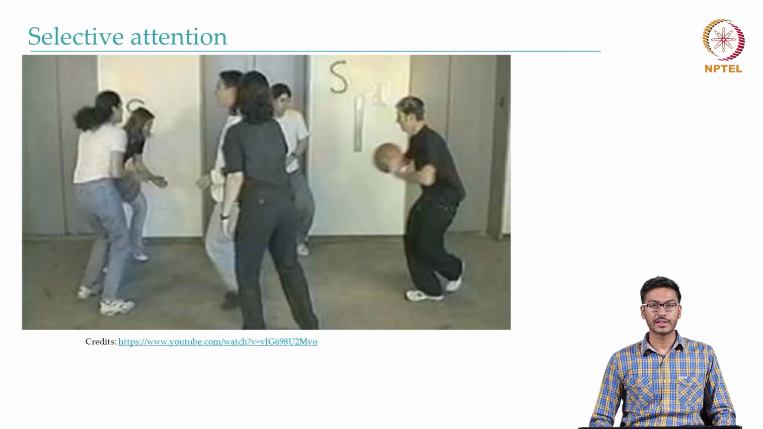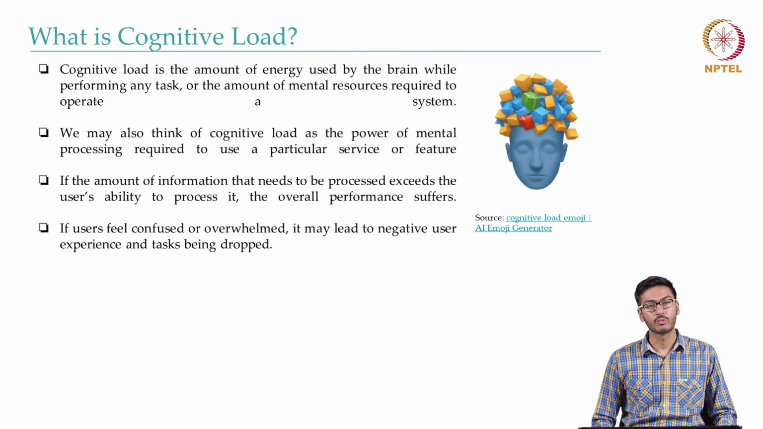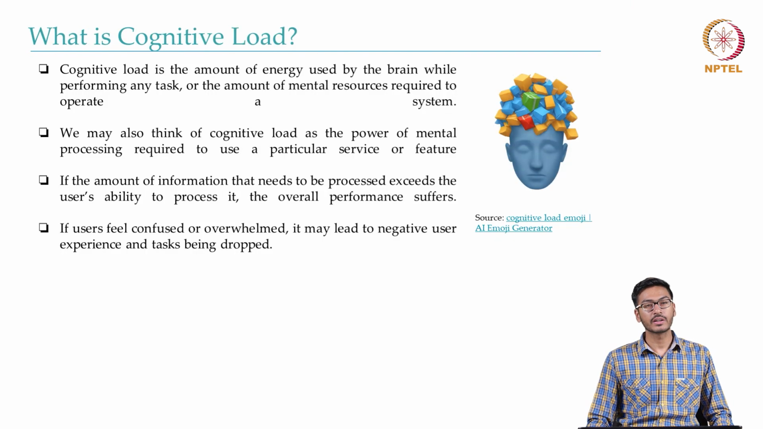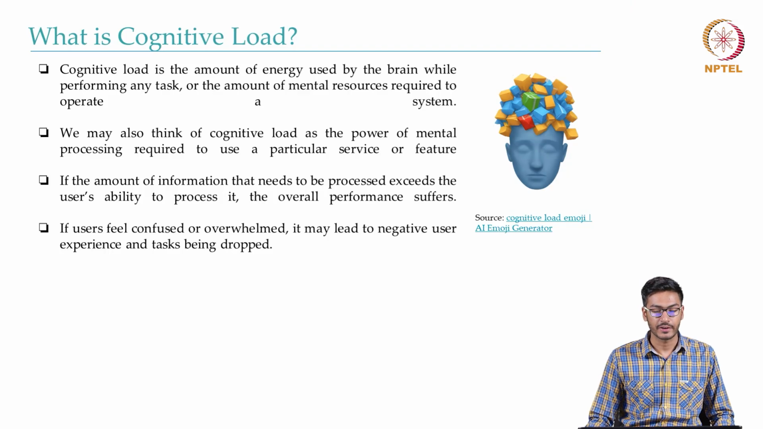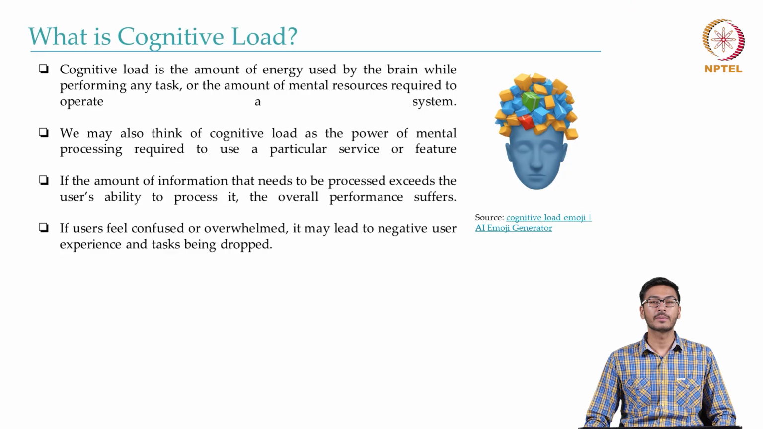Okay, after this small example, we move on to what exactly is cognitive load. Well, cognitive load is just the amount of energy used by our brain while performing any task or the amount of mental resources which are required by our brain to operate a system.